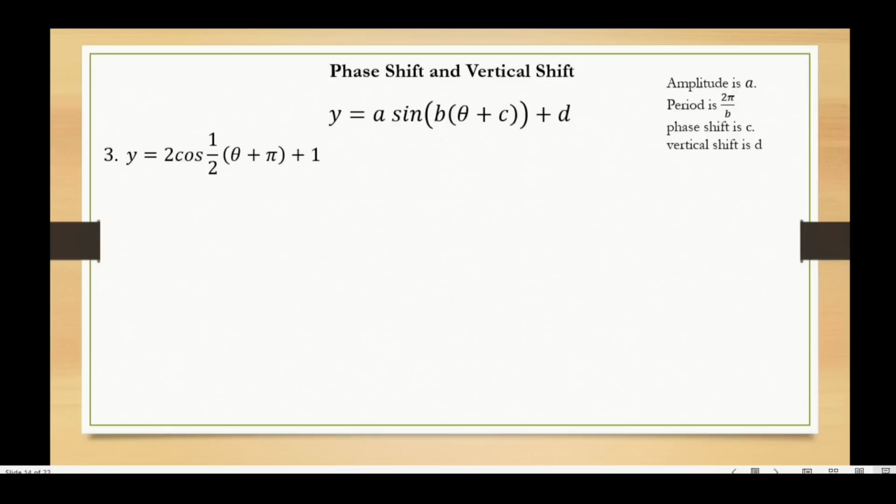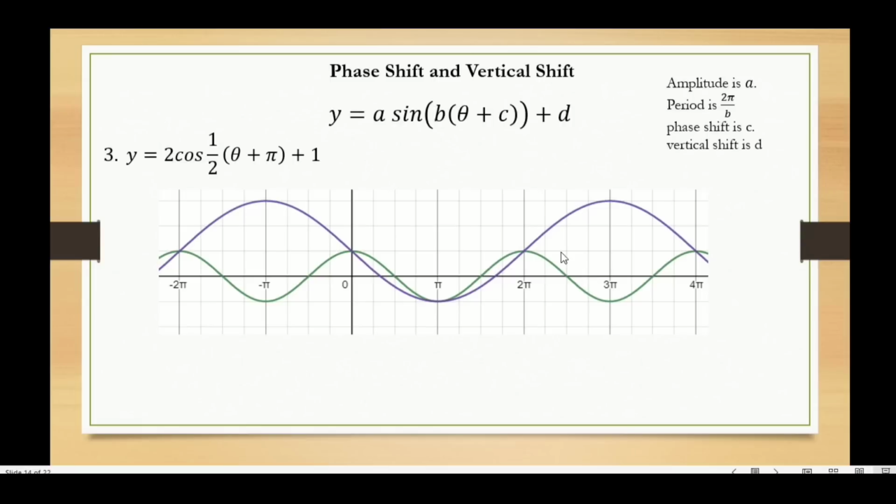Okay, so try pa natin tong iba. Y is equal to 2 times cosine 1 half times the quantity of theta plus pi, plus 1. Titingnan natin para madali natin makuha yung ibang properties. Gamit natin ang Desmos, ganito yung green, yan yung y equal to cosine x, yung mother graph. And then yung violet, ito yon. Yung period natin is 4 pi kasi 1 half siya dito. Ito yung b natin, di ba? So, 2 pi divided by 1 half, that is 4 pi. Then yung amplitude natin is 2, yung absolute value natin dito.